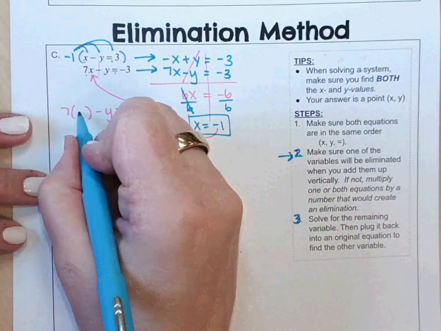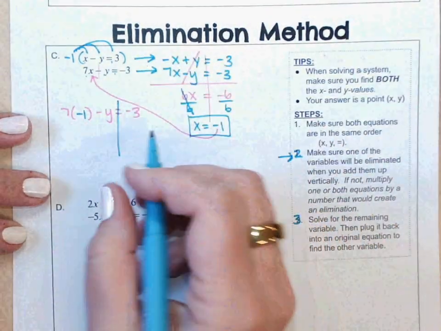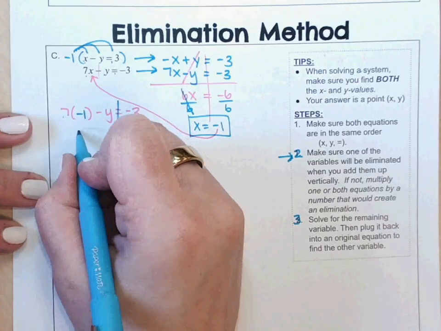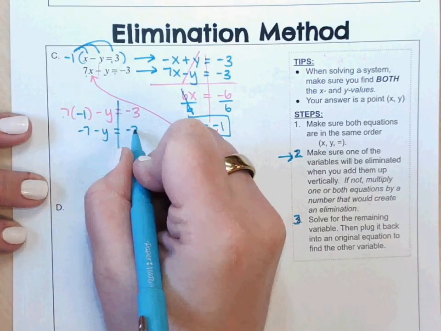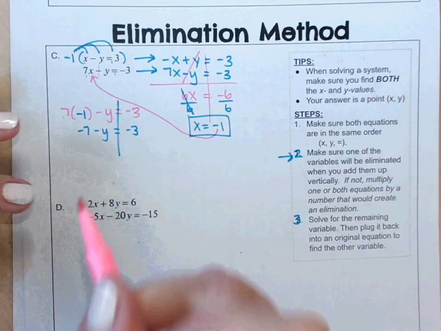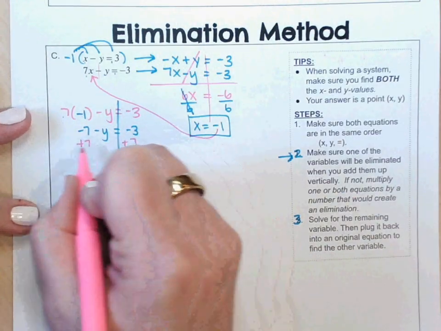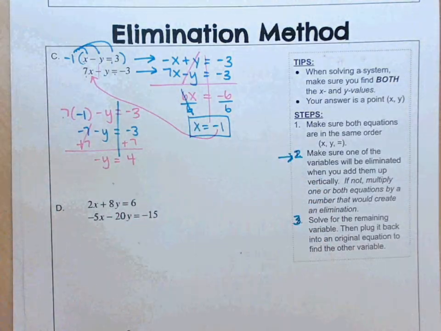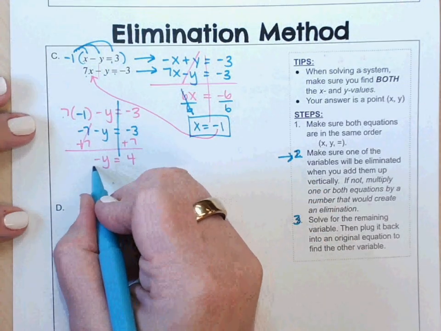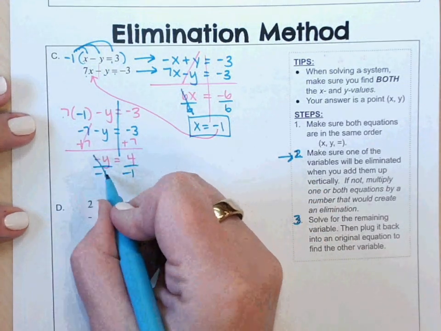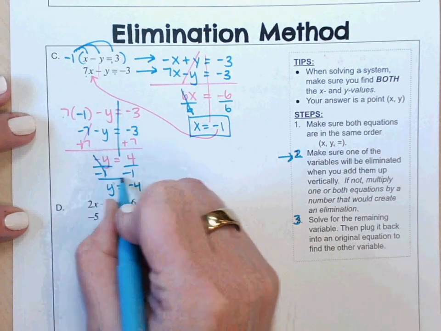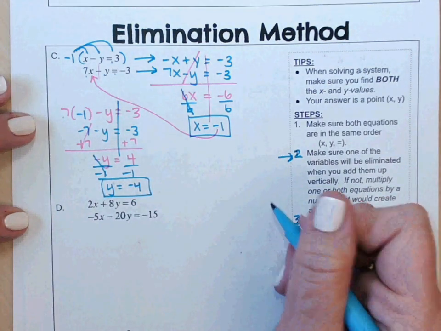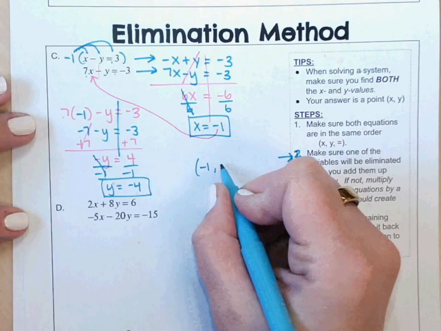So that becomes negative 1. 7 times negative 1 is negative 7. Add 7 to both sides. This is negative 1 times y, so divide both sides by negative 1. Y equals negative 4. Final answer, negative 1 comma negative 4.